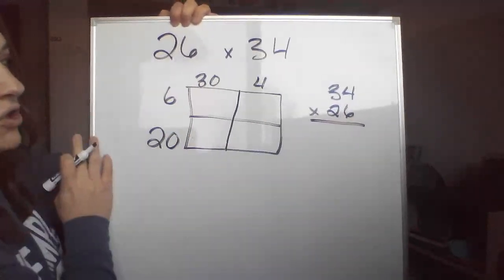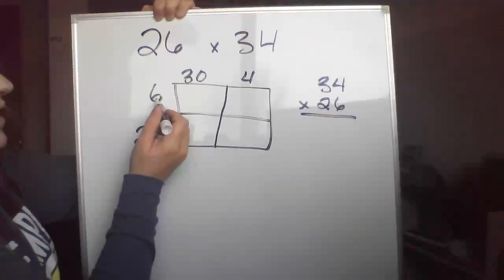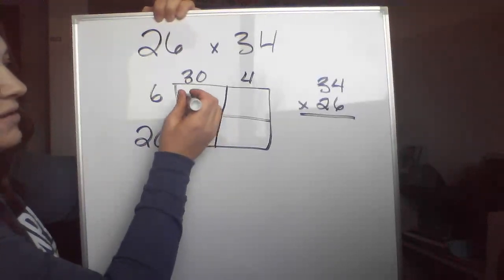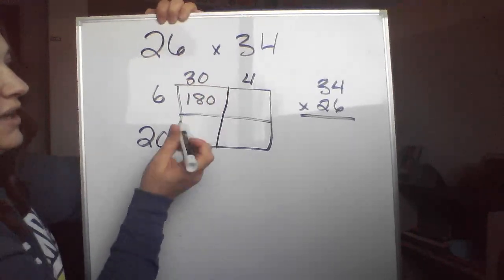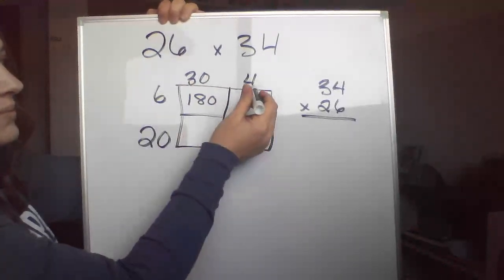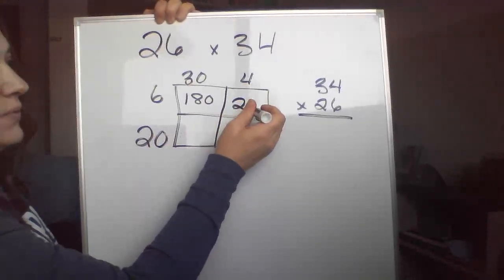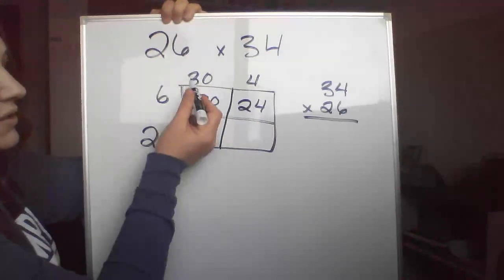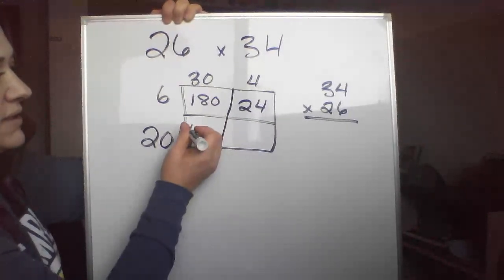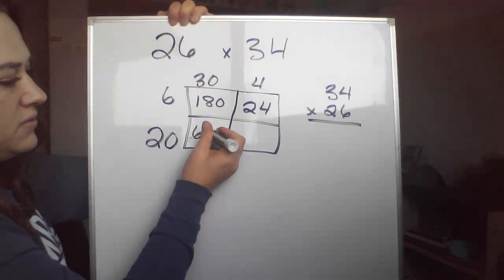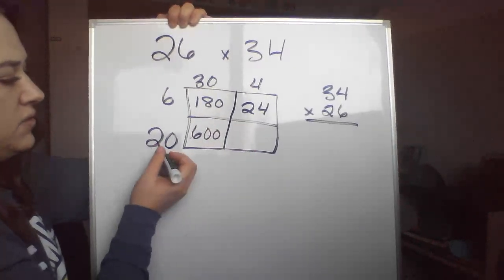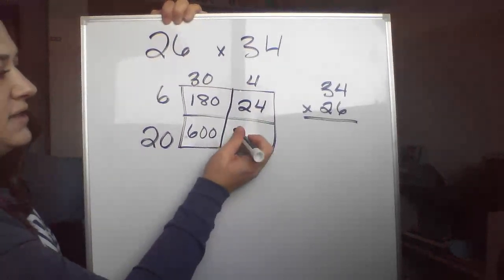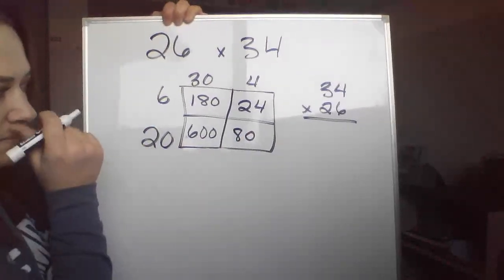And this is where I'm going to add those partial products. Okay. So I have 6 times 30. 6 times 3 gives me 18. Add my 0 back in. 6 times 4 gives me 24. Now I do the same for my 20. So 20 times 30, 2 times 3 is 6, and add 0, 0. And then 20 times 4, 2 times 4 is 8. Add my 0 back in.